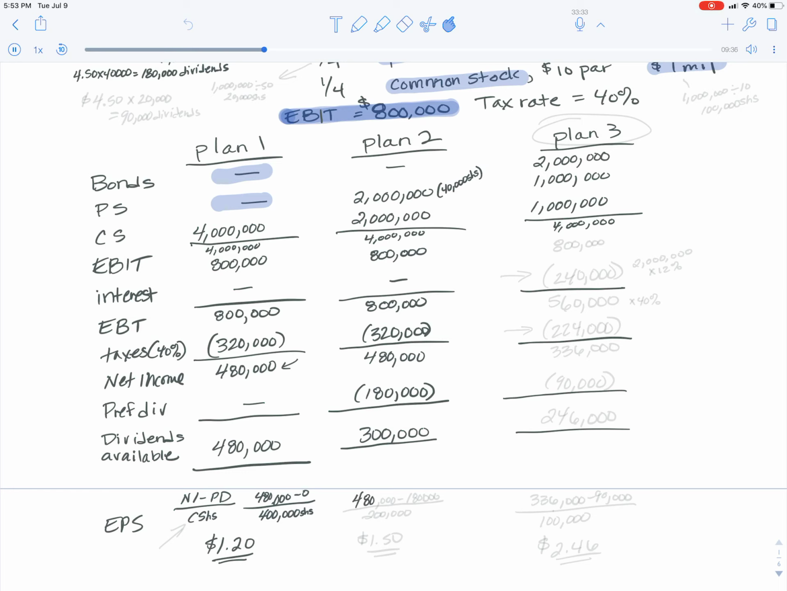So 480 minus our preferred dividends is the 300,000, then divided by the number of common shares. So we have to figure that out. So come on up here, and now we're looking at common shares because our denominator that we need to divide our earnings per share calculation by is the common shares.